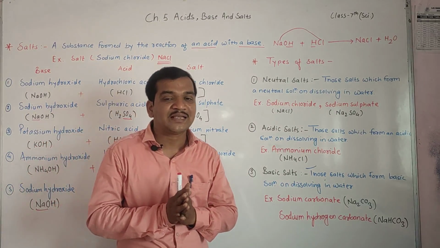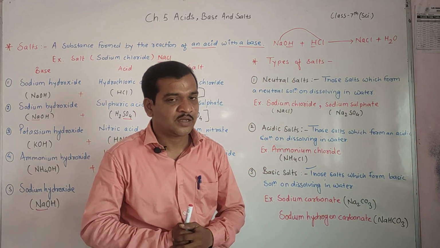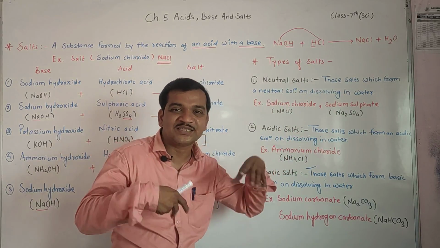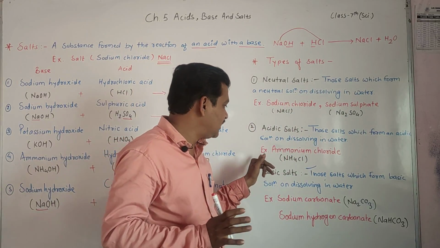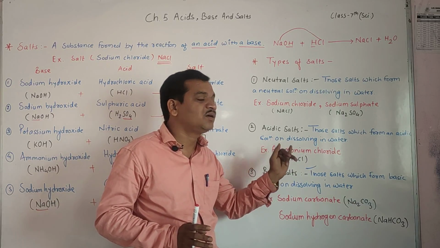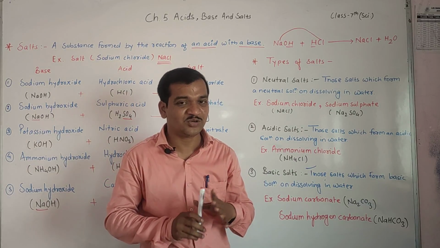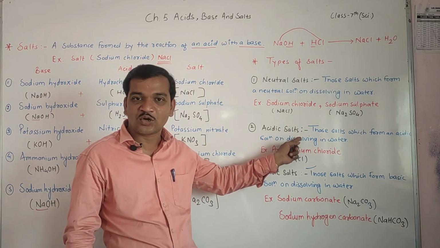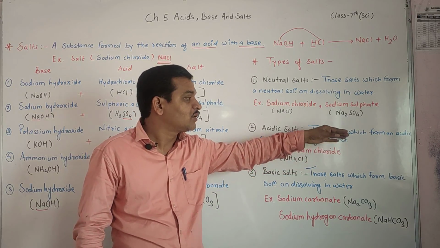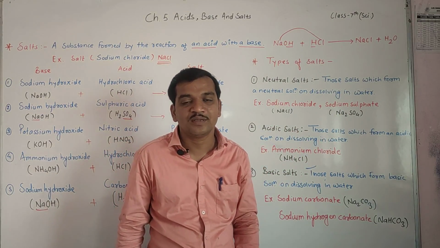Now we'll go to the next type, that is the acidic solution. Now what is meant by acidic solution? Same definition you can make, just you have to change some words. Now see, those salts which form acidic solution on dissolving in water. Just you have to change acidic instead of neutral. Yes or no? Here in this definition, acidic salts. So what is meant by acidic salts? Those salts which form acidic solution on dissolving in water.